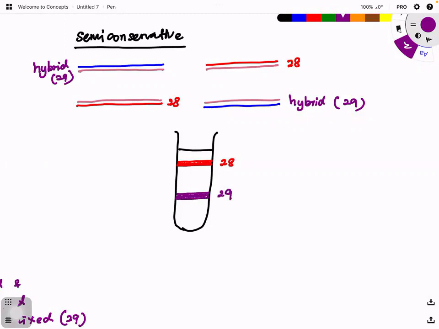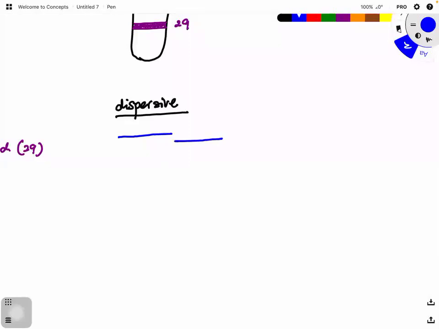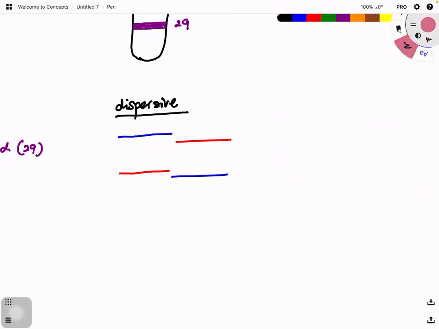Can you see that? Now, how about dispersive? Dispersive is a bit difficult, and more confusing. Follow me. Just now the blue and the red open up. The red and the blue open up. So the newly synthesized strands are added.